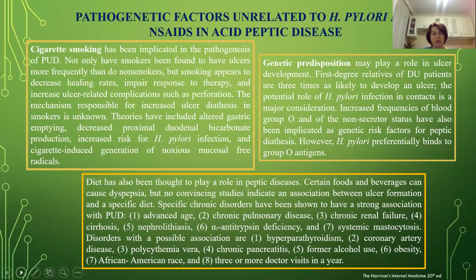Certain foods and beverages can cause dyspepsia and also peptic ulcer development. Specific chronic disorders have been shown to have a strong association with peptic ulcer disease, such as advanced age, chronic pulmonary disease, chronic renal failure, nephrolithiasis, and systemic mastocytosis. Disorders with a possible association are hyperparathyroidism, coronary artery disease, polycythemia vera, chronic pancreatitis, former alcohol use, obesity, African American race, and 3 or more visits to the doctor in a year, which can possibly cause stress.